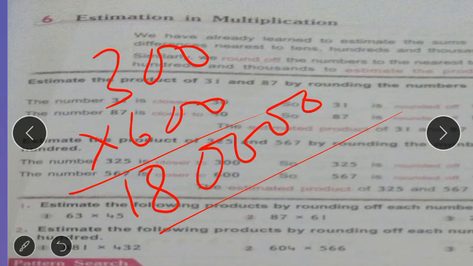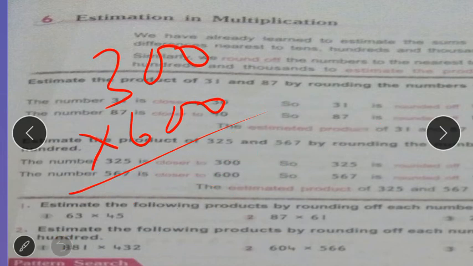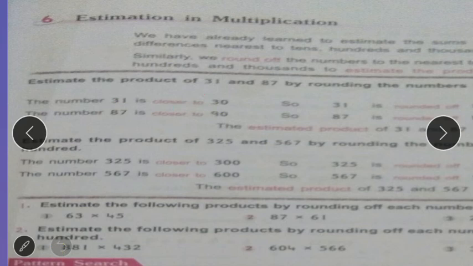Now the exercise is given for you. I have explained two questions. So these are the exercises which you have to do in the copy. I have explained examples. Okay.